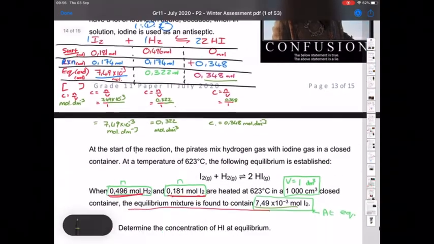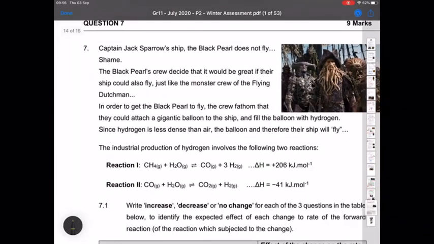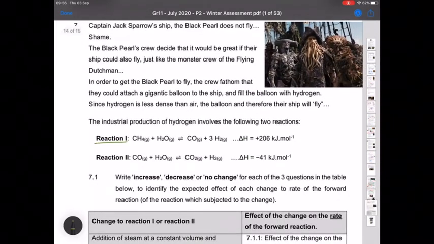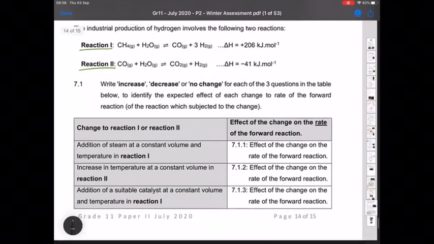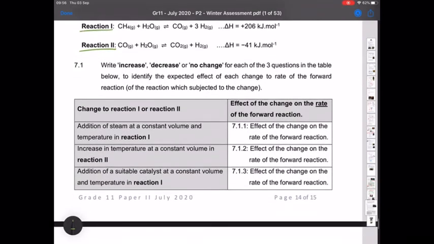Question 7, last little bit. We've got two reactions, reaction 1 and reaction 2. You needed to write increase, decrease, or no change for each of these three in the table below to identify the expected effect of each change on the rate of the forward reaction. Okay, so question 7.1.1, the change was the addition of steam.